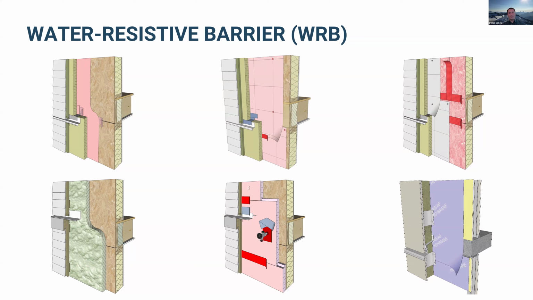This, the water resistant barrier, is your last line of defense against water. So it's really defined as the layer in the wall where if you've got water behind that layer, it's a problem. And so this is where all the water has to stop.